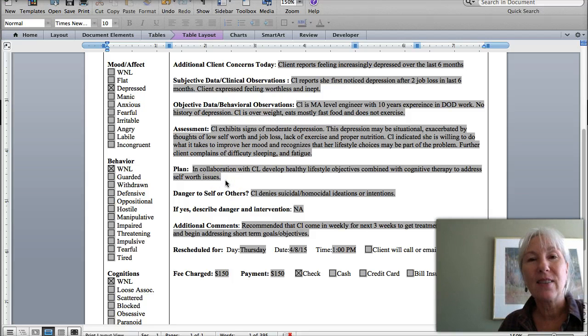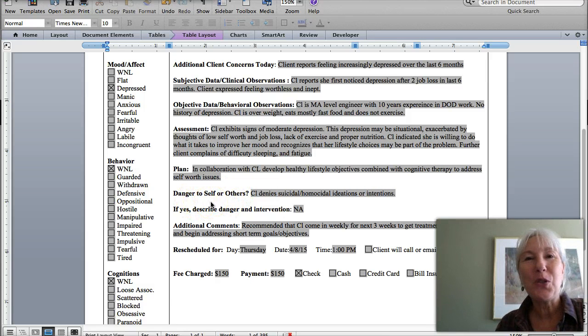The plan, finally, the S, the O, and the A assimilate into a nice cohesive plan. In this case, since it's the initial interview, in collaboration with the client, you're going to develop healthy lifestyle objectives combined with cognitive therapy to address self-worth issues.